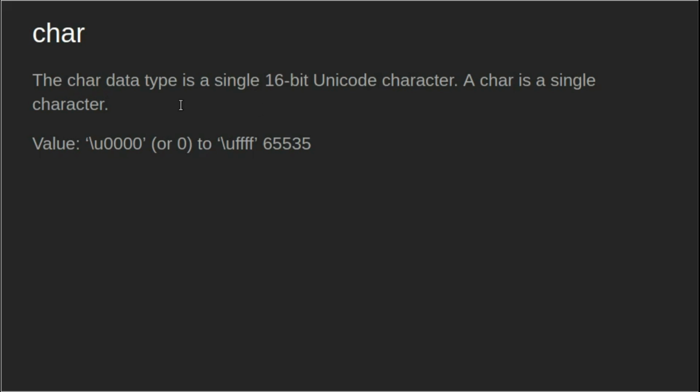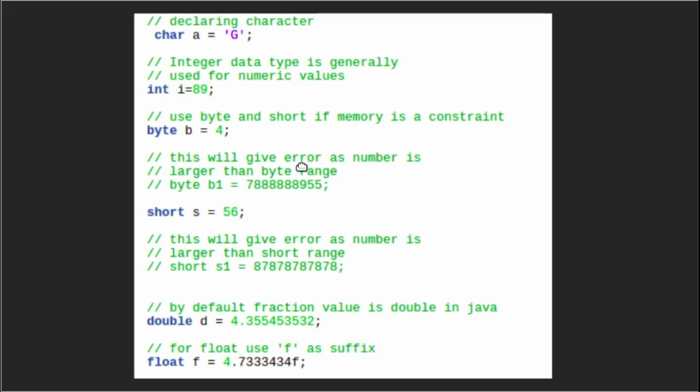Char. The char data type is a single 16-bit Unicode character. A char is a single character. Its values lie between 0 to 65,535. So this is how we declare each one of these data types in Java.